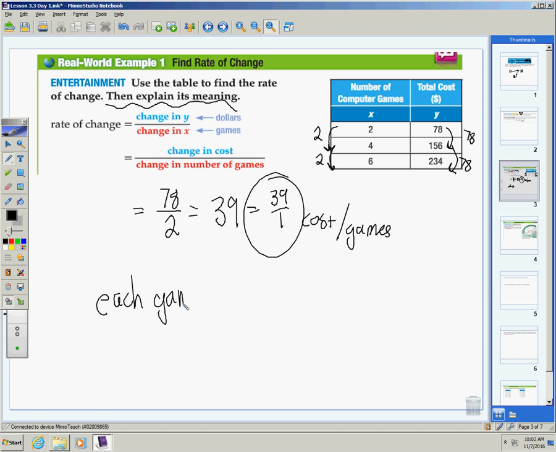And the way we get that meaning is by looking at what y and x are represented by. Cost and number of games.